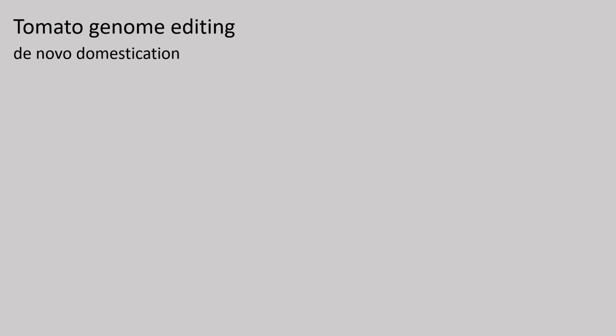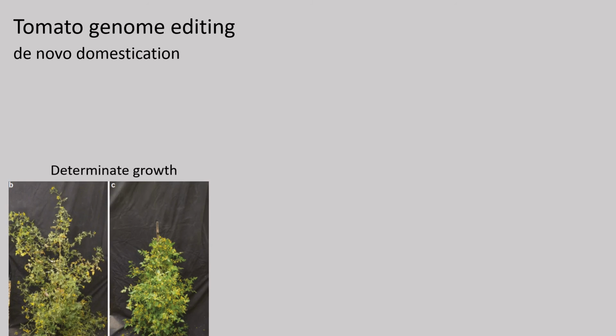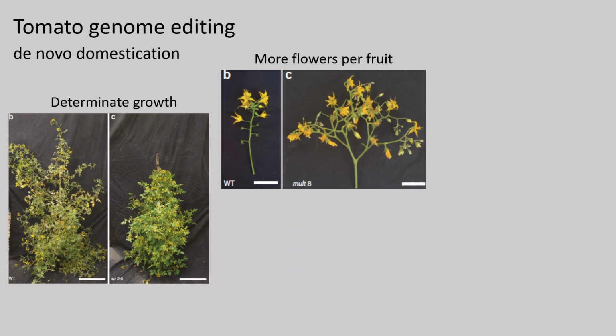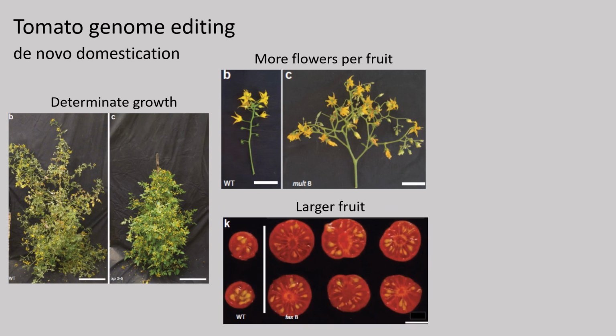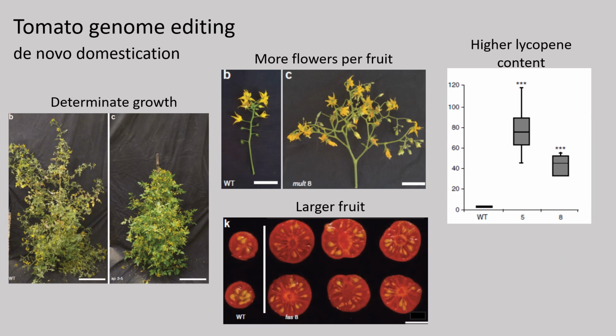Even more interestingly, genome editing was used for a de novo domestication of the tomato. By simply disabling 6 genes in wild tomatoes, a new variety that has determinate growth, more flowers per fruit, larger fruits, and higher lycopene content of the fruit was created within a year. This is a significantly faster domestication time than the thousands of years required for the original domestication of the tomatoes done with mass selection.